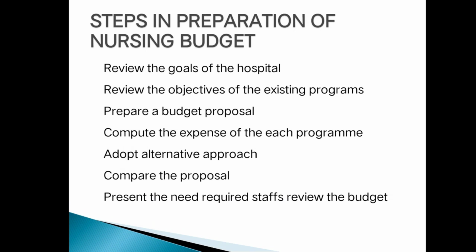Next is review the objectives of the existing program. They will already have some budgeting program, so we have to review that. Next, prepare a budget proposal. After reviewing all these things, you have to prepare a budget proposal based on the need, and the budgeting committee should have a justification for preparing the budget estimation. Next is compute the expense of each program.